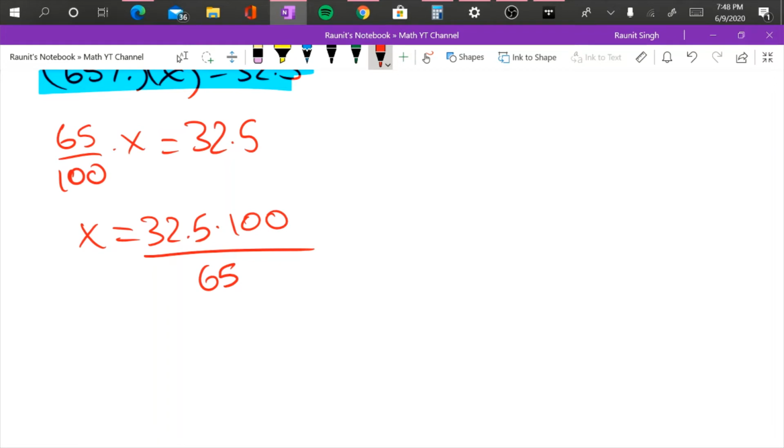So now, since it's 100, since we have zeros, we're going to multiply, and each time we use a 0, we're going to move the decimal place over 1. So since we only have one number to the right of the decimal place, we only need to use 1 zero, and then that's going to get rid of that decimal. So now we just have 325 times 10 over 65.